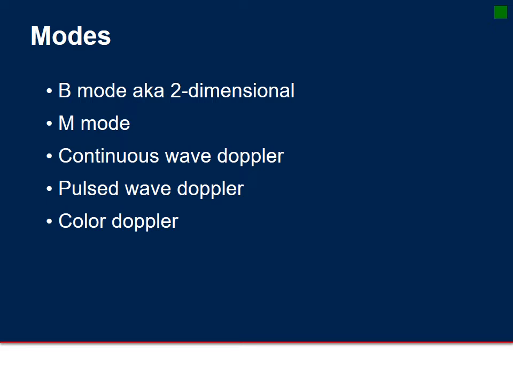Next, we'll talk about the different types of modes with ultrasound, and all ultrasound machines, or most ultrasound machines, have all of these different modes. These are the more basic modes that we use. The first one is B mode, also known as two-dimensional ultrasound, and this is the most common mode that we use and the most fundamental mode as well.